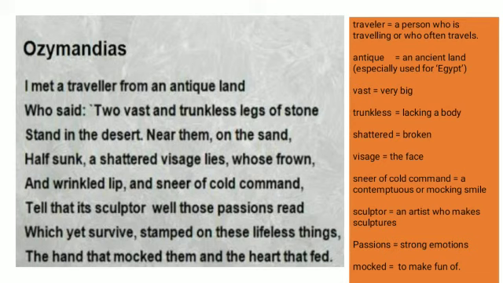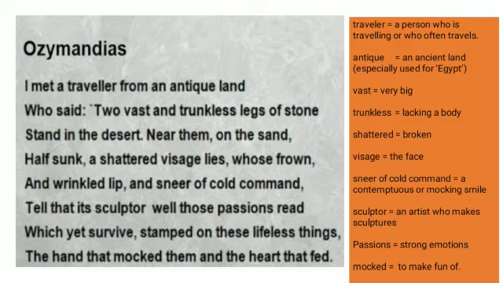That's it. Okay. Now, beta, let's start with the poem Ozymandias and let's see what the poet Percy Shelley has to say in the first octave. So, this is: I met a traveler from an antique land who said two vast and trunkless legs of stone stand in the desert. Near them, on the sand, half sunk, a shattered visage lies, whose frown and wrinkled lip and sneer of cold command tell that its sculptor well those passions read, which yet survive, stamped on these lifeless things, the hand that mocked them and the heart that fed.